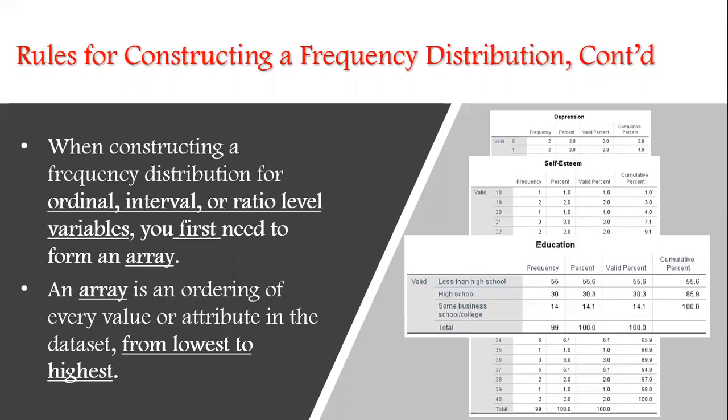And finally, we have the variable education. This variable is measured at the ordinal level and represents categorical data. The attributes within this variable are arranged from lowest to highest, with less than high school being the lowest level of education and some business school or college being the highest level of education.